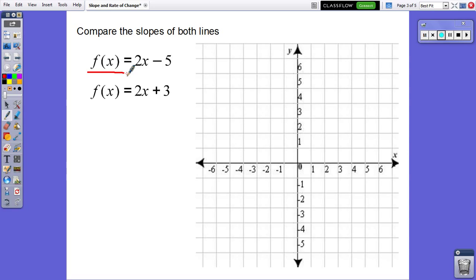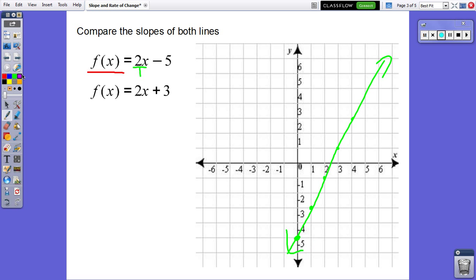So let's compare these two. This is slope-intercept form, which you guys should be pretty familiar with at this point. So let's do minus 5 for the intercept on the top, and then it has a slope of 2 over 1. So we're going to go up 2 to the right 1, up 2 to the right 1. And we can keep doing that if we want to make a straight line.